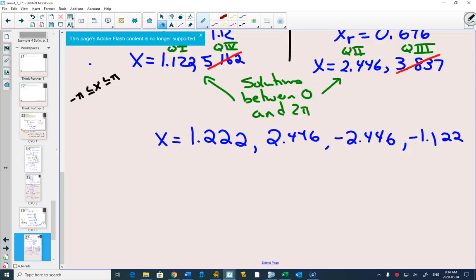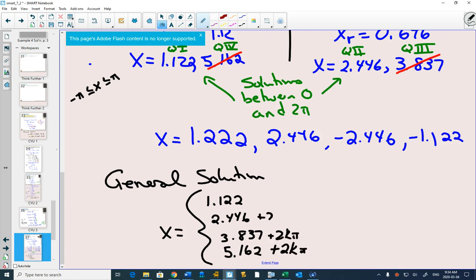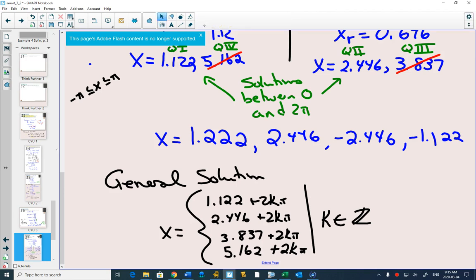Part B says to write the general solution. I would take my four answers between 0 and 2 pi: 1.122, 2.446, 3.837, and 5.162. Add 2k pi to each of them, where k is an integer. Whew.